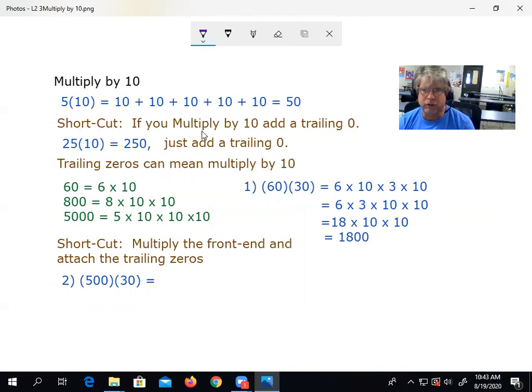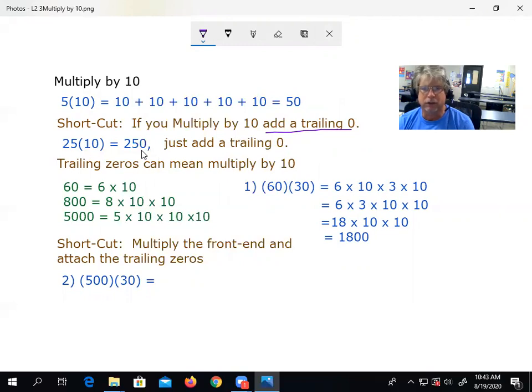What we pick up on is if you multiply by 10, all you really got to do is add a trailing zero. In other words, add a zero to the end. So when I see 25 times 10, since I'm multiplying by 10, all I got to do is stick a zero on the end and say that, well, the answer is 250. That's all the math that's really done when you multiply by 10.